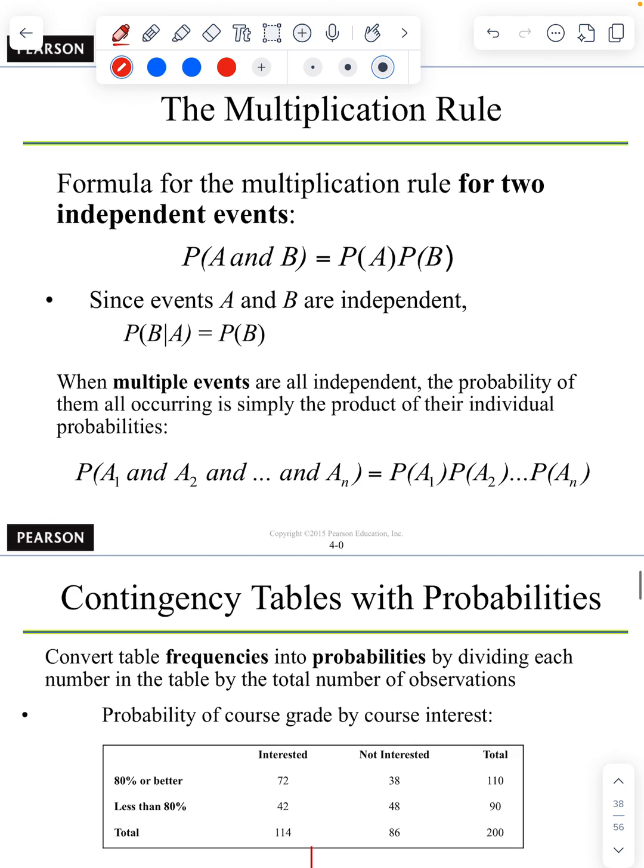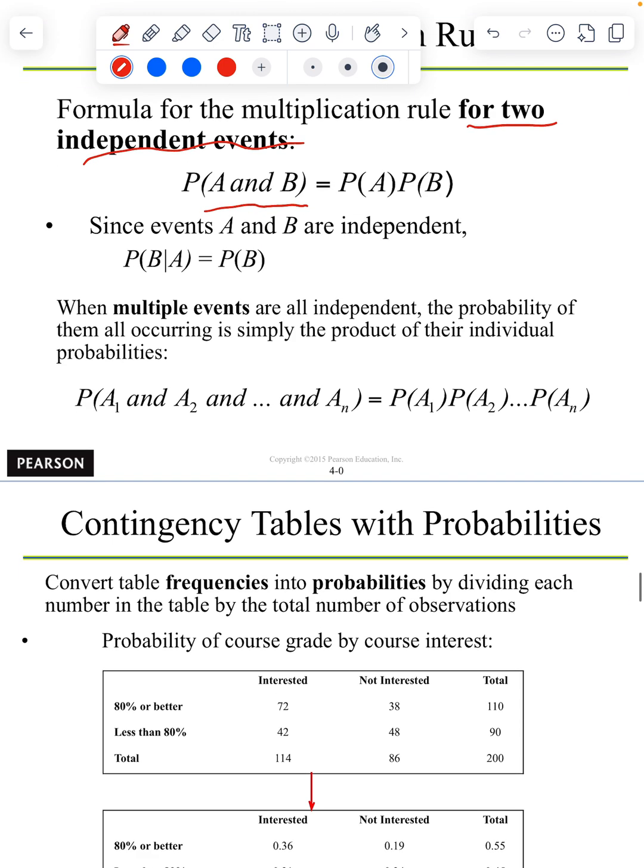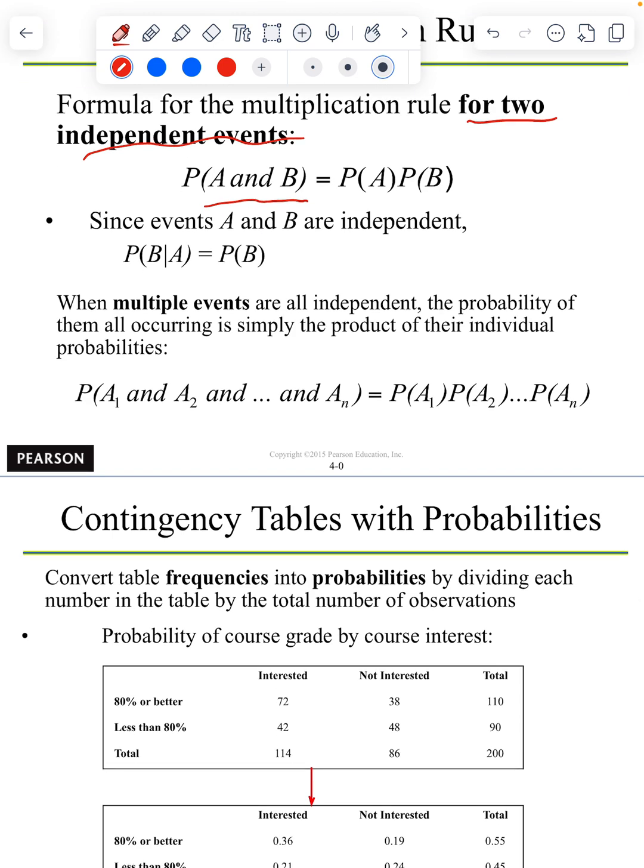Let's look at another one. So the formula for the multiplication rule for two independent events. You've got the probability of A and B occurring, and you're going to multiply the probability of A times the probability of B. Since these events are independent, you will look at them this way.